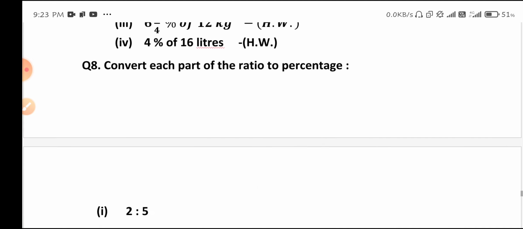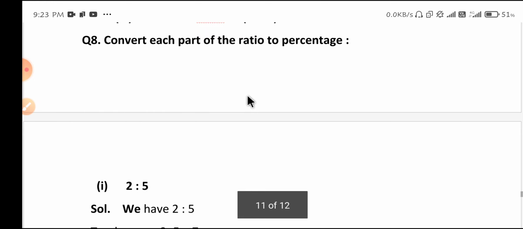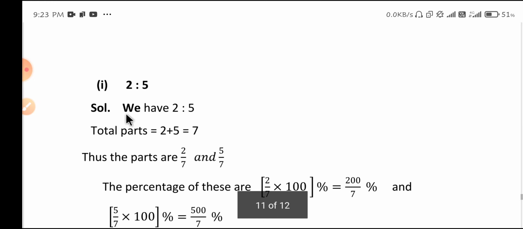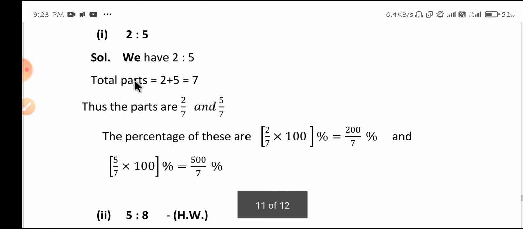Now question number 8, convert each part of the ratio to percentage. Again we have to change into percentage, but you can see here two parts are given, 2 and 5. So first of all, in this type of question we will add them. We know that 2 ratio 5 means total parts are 2 plus 5, 7.